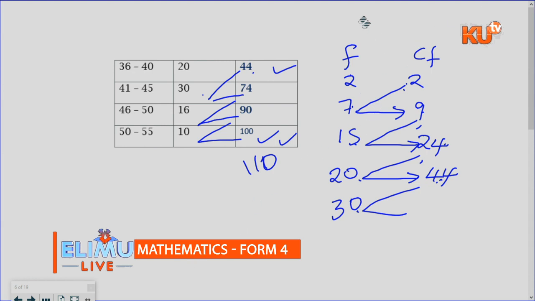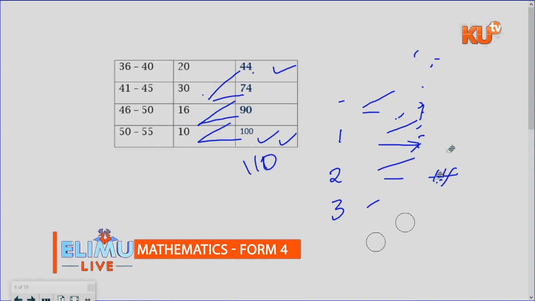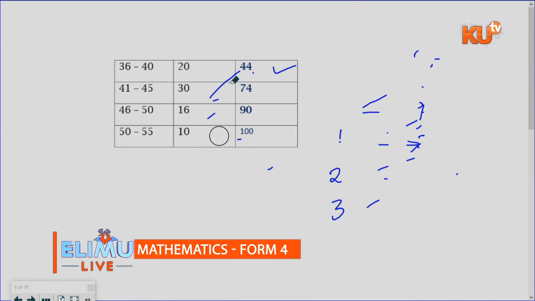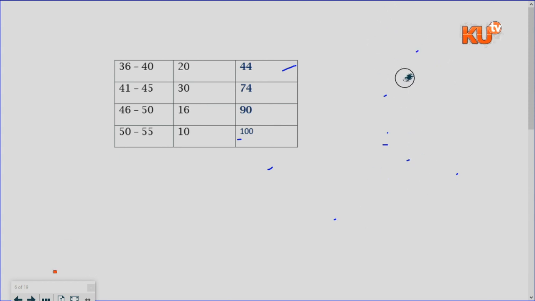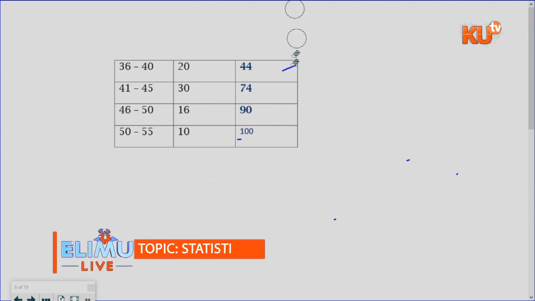So you have your table here. Now remember our formula. I'll just show the first one. Then the other one you can try at your own time. I'll just show you the median, then you do the rest. So what you are supposed to do here, number one, is to identify the median class. So we want to find the median class.